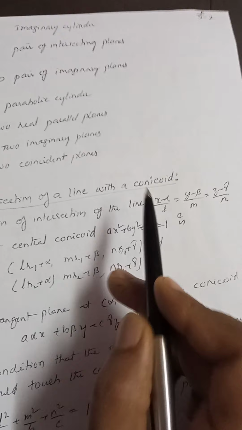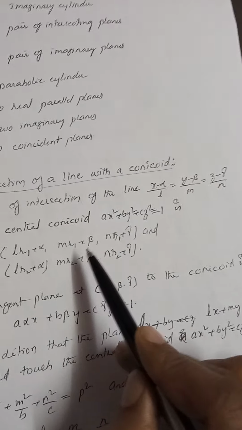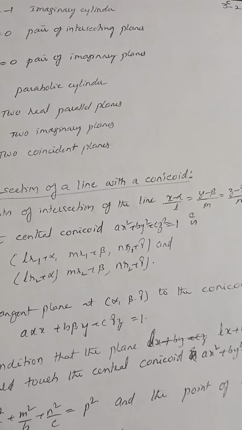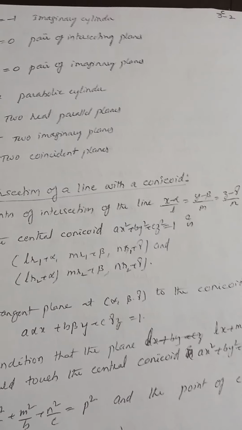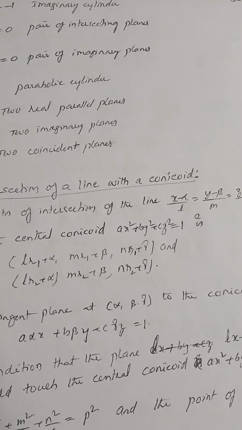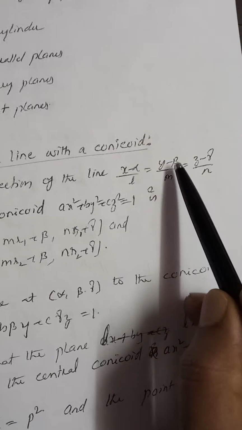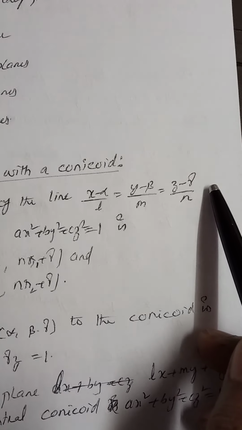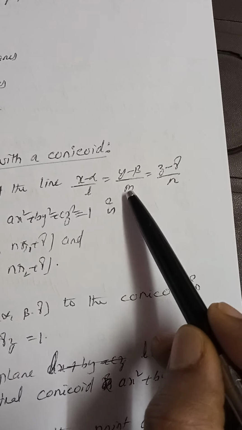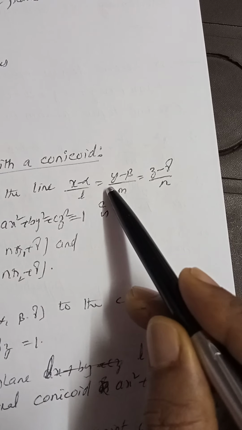Now, intersection of a line with a conicoid. How do we find the points of intersection of a line with the central conicoid, or with any surface? First of all, if a line is given in symmetrical form, we have to find an arbitrary point on the line. How? Simply equate the line equation to r or t: (x - α)/l = (y - β)/m = (z - γ)/n = r. Equate each one to r.